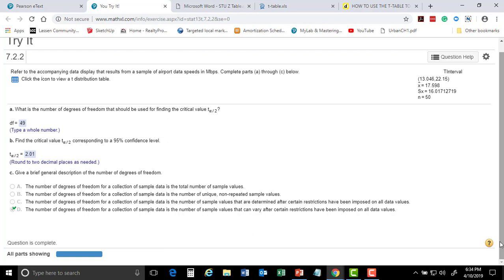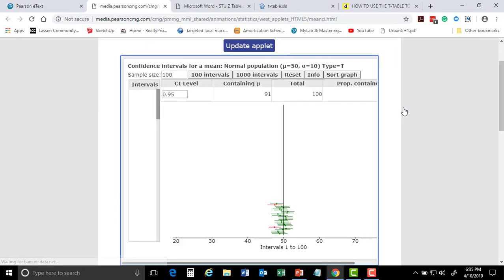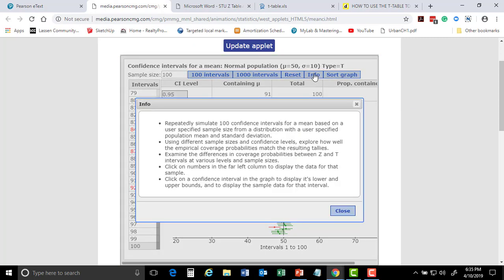I wanted to show how we can use StatCrunch now. So I'm done with this one anyway. I'm trying different things. Okay, that was the simulation for a sample size of 100. There's the 95% confidence interval, and this is for 100. I don't know why it's doing it.